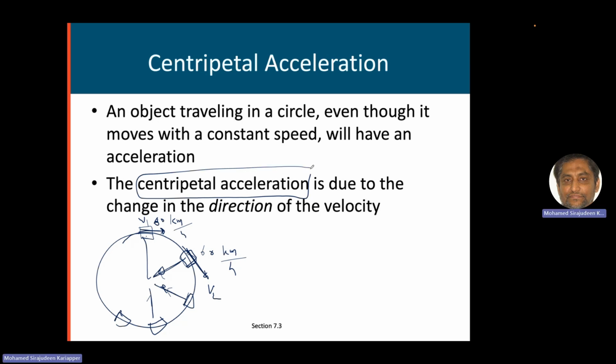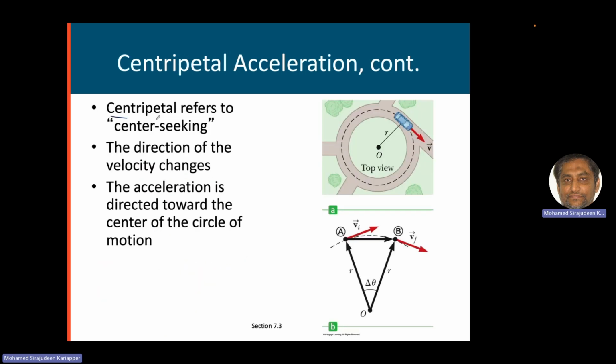When something goes in a circle, even if the magnitude is not changing, the direction is changing. Because of the direction changing, it will have an acceleration, and this acceleration will be directed towards the center of the circle. So we call it centripetal acceleration. Centripetal means what? Centripetal means center seeking, petal, seeking, looking for the center. So that is why the name centripetal acceleration.